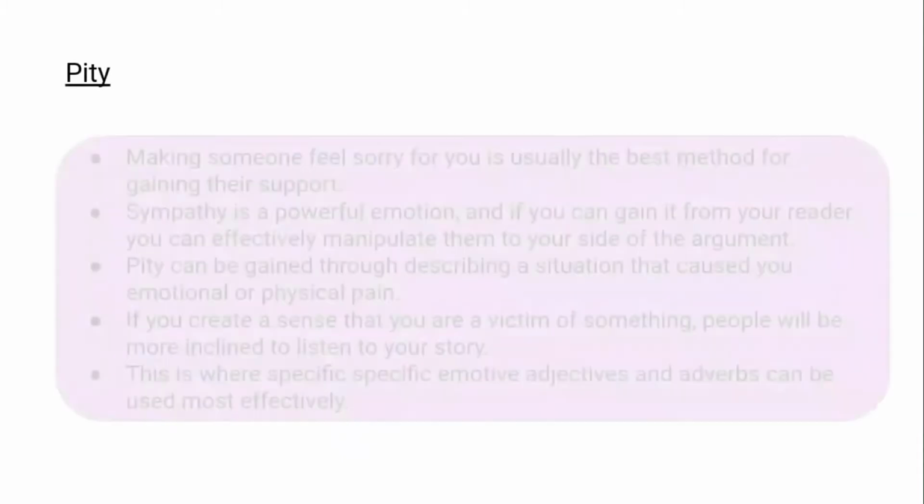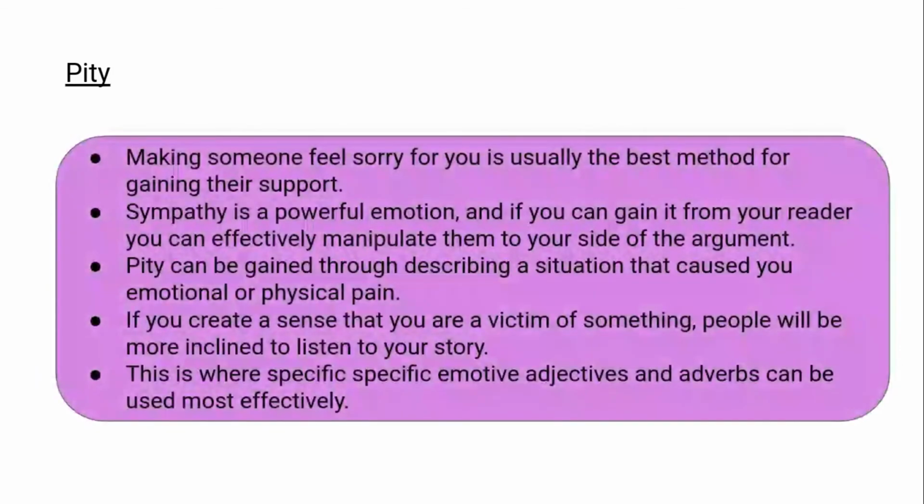Okay, finally, we have pity. Making someone feel sorry for you is usually the best method for gaining their support. Sympathy is a powerful emotion. If you can gain it from your reader, you can effectively manipulate them to your side of the argument. Pity can be gained through describing a situation that caused you emotional or physical pain.